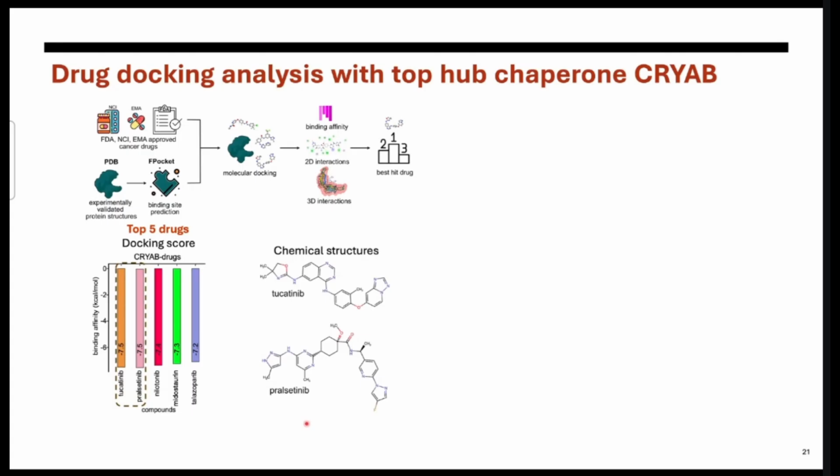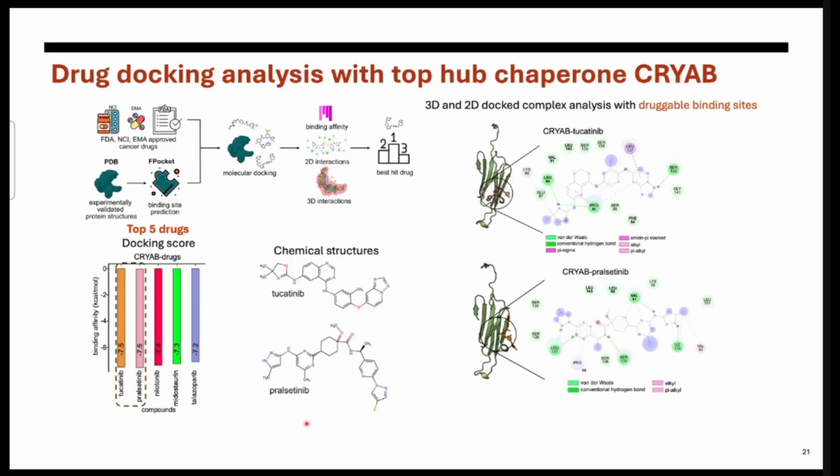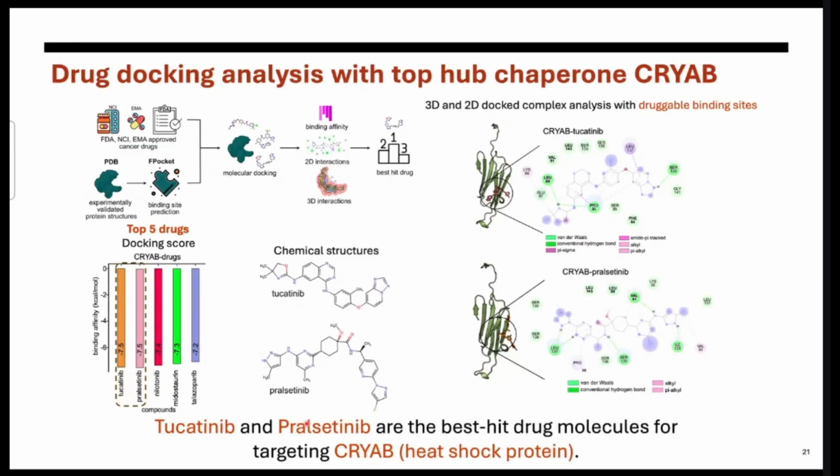So we took these 2 drugs and then visualized the binding pockets. As you clearly see here, the binding pocket is interacting with the protein binding site with the drug by van der Waals interactions, conventional hydrogen bonds, and pi-pi interactions, and so on. So for CRY-AB, these are the 2 best hit drug molecules.